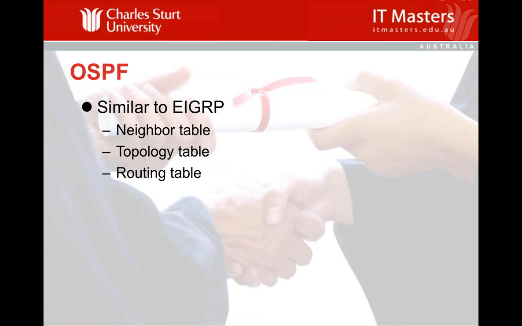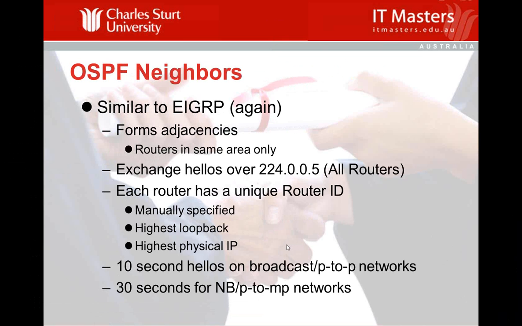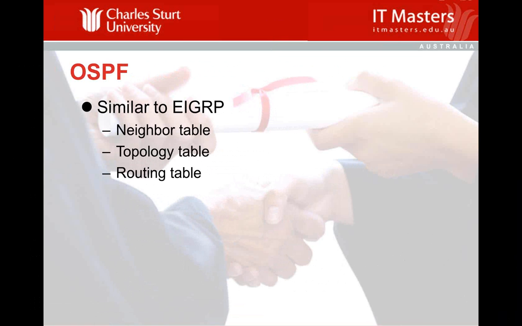It's similar to EIGRP in that it uses a neighbor table, which again contains a list of all the neighbors. Topology table contains a list of all the possible routes that it knows about. And then lastly, the routing table, which is the best route for each network.